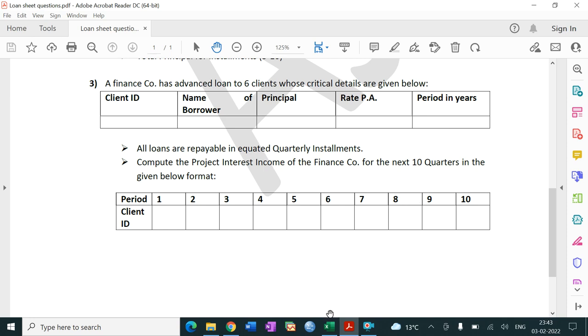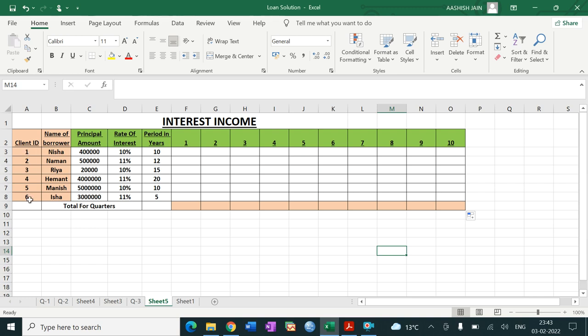For this, I have already made a draft. That is the client ID, the six clients, the name of the borrower. I have taken these names hypothetically. This is the principal amount. Suppose Nisha has taken a loan of 4 lakh, Naman has taken 5 lakh, Riya has taken 20,000, Hemant has taken 40 lakh, Manish has taken 50 lakh, and Isha has taken 30 lakh. I tell you again that I have taken all these figures randomly. Suppose the rate of interest for Nisha is 10, for Naman 11, then 10, 11, 10, 11. Now the period in years is 10, 12, 15, 20, 10, 5. I have taken all these figures randomly.